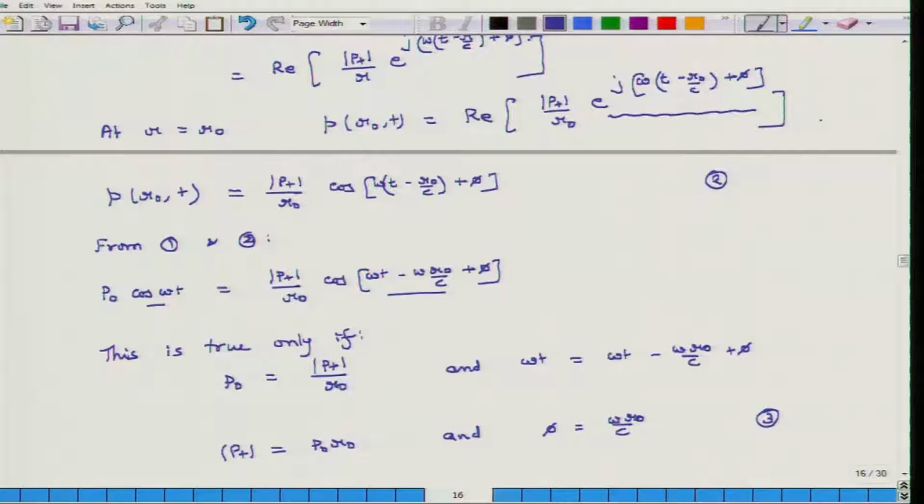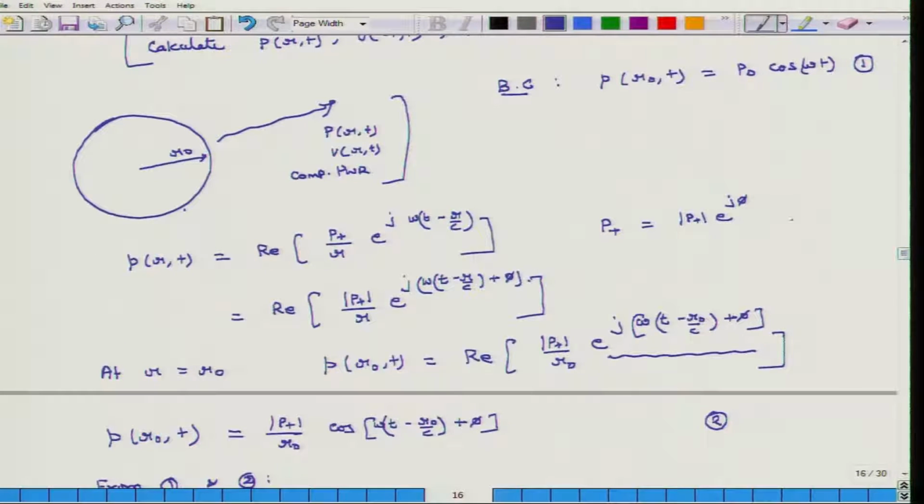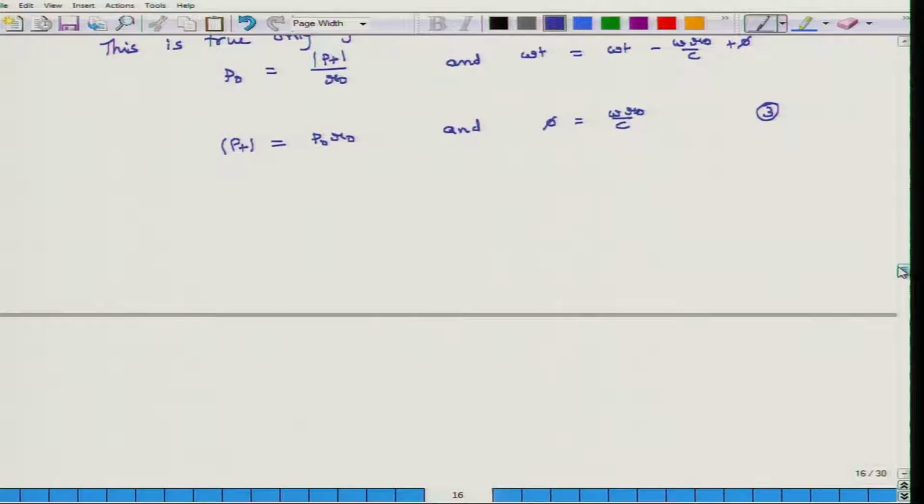So, this is equation 3, and if I substitute 3 in my expression for pressure, which is this equation, let us call this equation A, then what I get is that the expression for pressure is P of R and t equals the real part of P naught R naught over R, e^(j omega R naught over c), e^(minus j omega R over c), e^(j omega t). Okay.